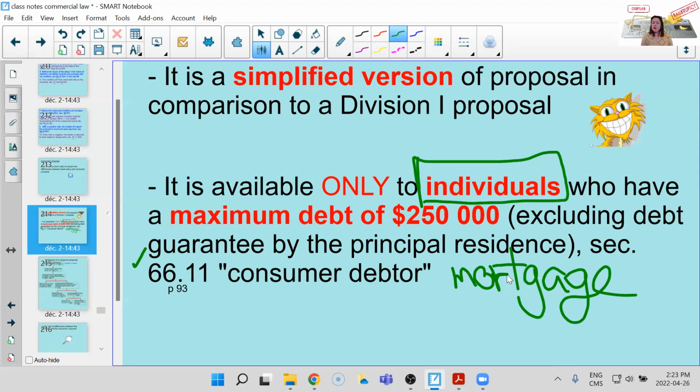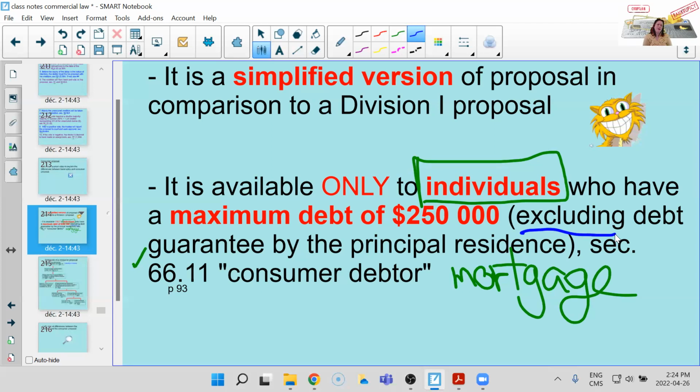So for us, when we do problems, let's say you have a problem on the final exam, I would use mortgage. You would need to know that, this is where we have to check. It is available only to individuals with that maximum of 250, excluding the debt guaranteed by the principal residence. So in total, I could have $200,000 worth of debt and $200,000 as a mortgage, and I could still file a consumer proposal. I could have debt as a personal loan, as a credit card payment, all sorts of debts, and in that calculation, in the 250, we do not count the mortgage on the main residence.